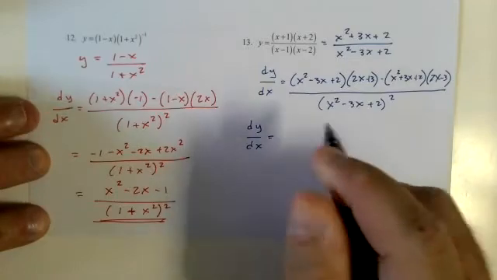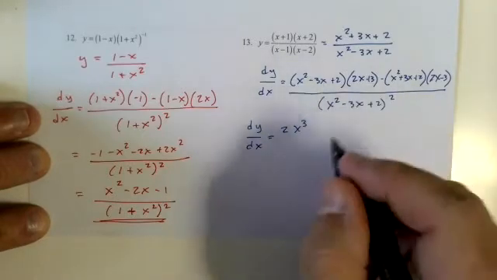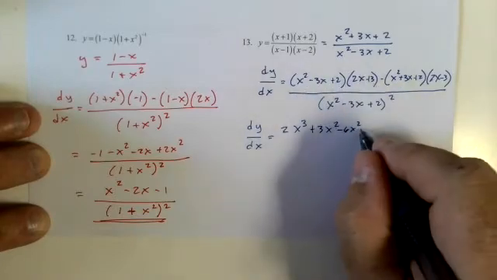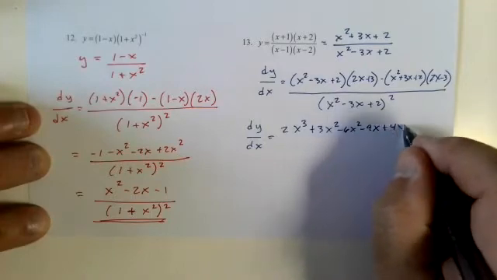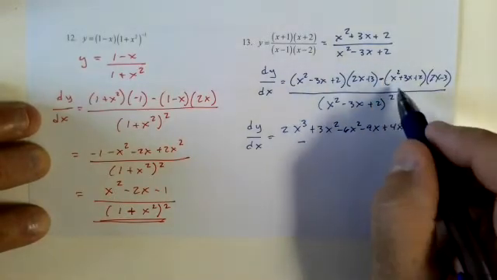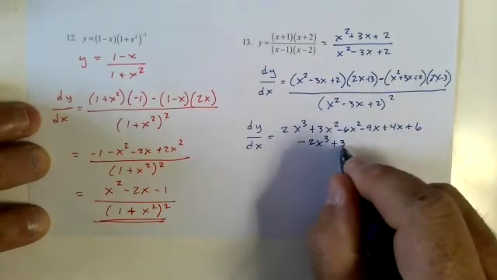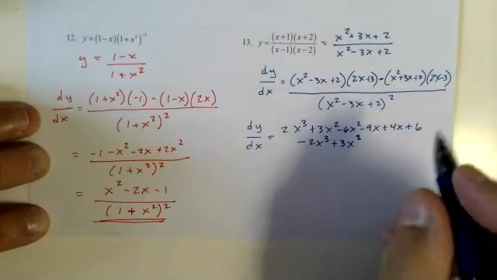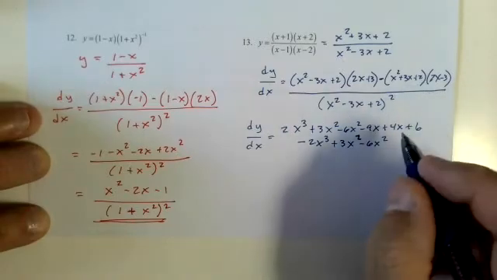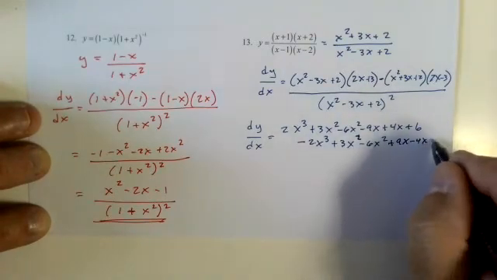dy dx equals 2x to the third, slow the brain down, plus 3x squared, minus 6x squared, minus 9x, plus 4x, plus 6, minus, and this is really bad algebraic notation, but deal with it, 2x to the third, plus 3x squared, minus 6x squared, plus 9x, minus 4x, plus 6.